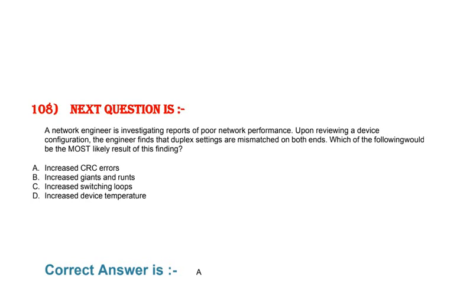Question is, a network engineer is investigating reports of poor network performance. Upon reviewing a device configuration, the engineer finds that duplex settings are mismatched on both ends. Which of the following would be the most likely result of this finding? Option A, increased CRC errors. Option B, increased giants and runts. Option C, increased switching loops. Option D, increased device temperature. Correct answer is option A.